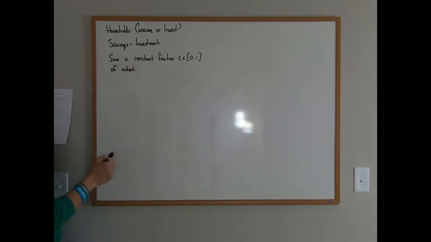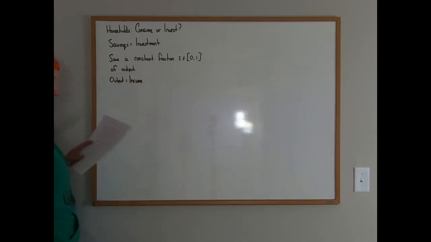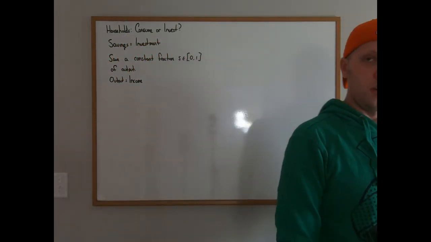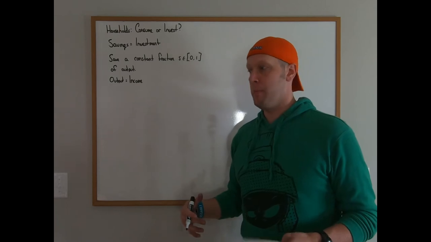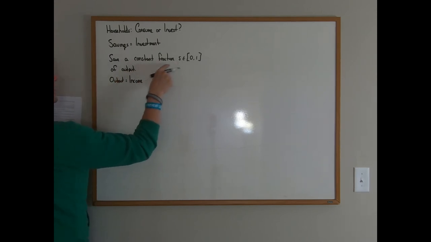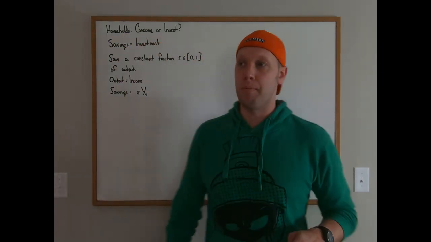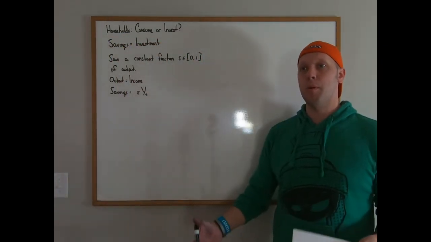Save a constant fraction S of output. Output equals income. So if output equals income, then what that means is a constant fraction S of output is saved, a constant fraction S of income is saved. Savings is equal to S times output, Y_t. That's how much of output is being saved.